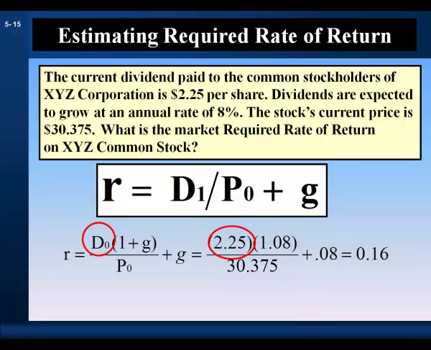We're given the current dividend, $2.25, but we need next year's dividend. So we grow the current dividend out 1 year by multiplying it by 1 plus G, the 8% dividend growth rate. We divide next year's dividend by the current price, 30 3/8, to get the expected dividend yield. To the dividend yield, we add G, the dividend growth rate, 8%. And we obtain the required return, 16%.